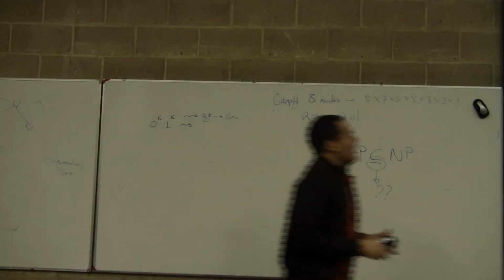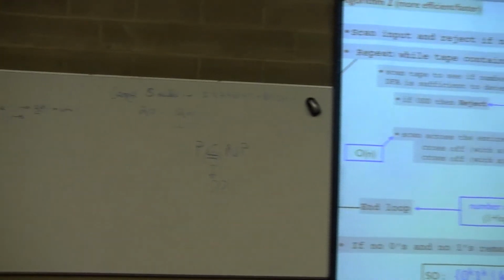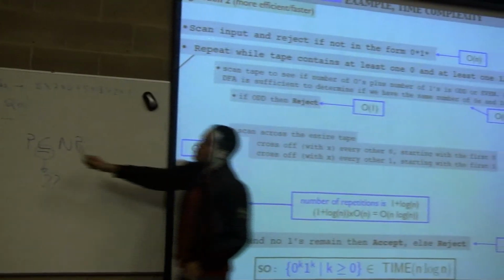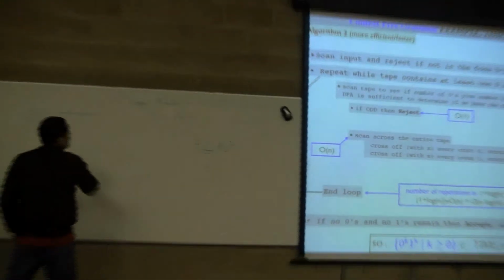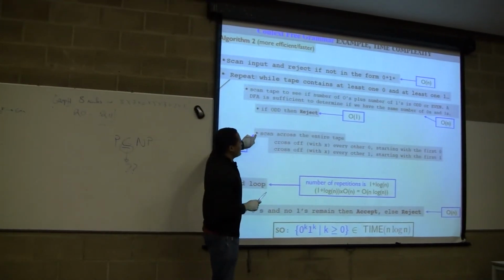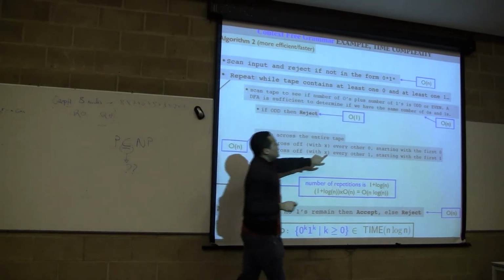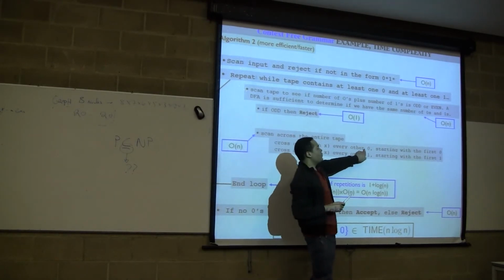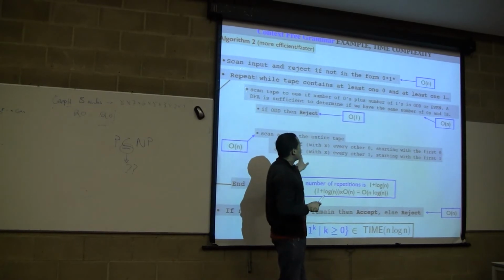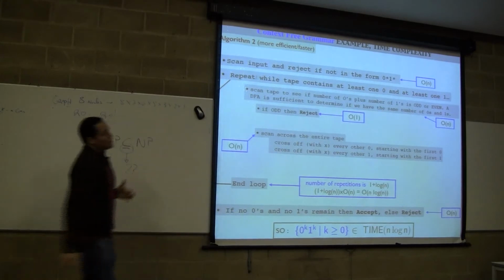So I'll try to follow this path. If this quantity is odd, then you immediately reject, and otherwise you go to the next step, where you cross off every other 0 with an x, and also cross off every other 1 with an x. So that's all I've changed in the code.